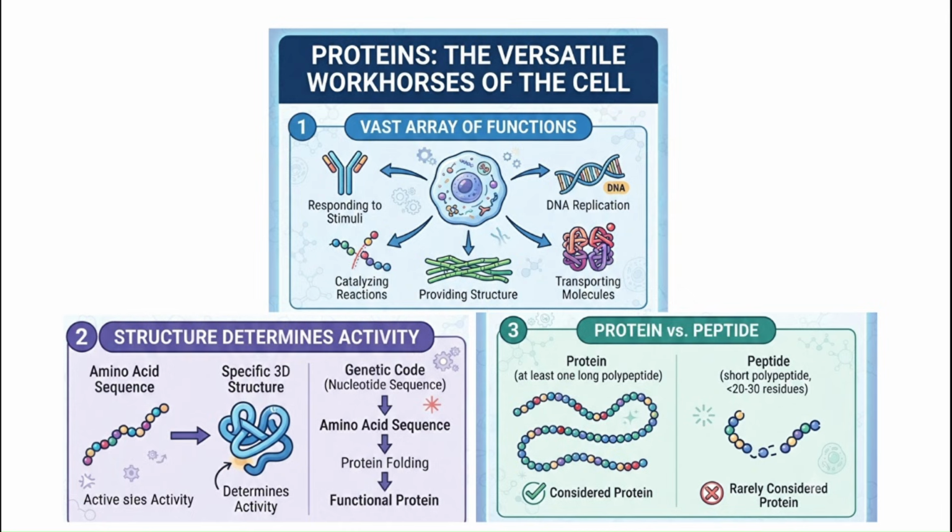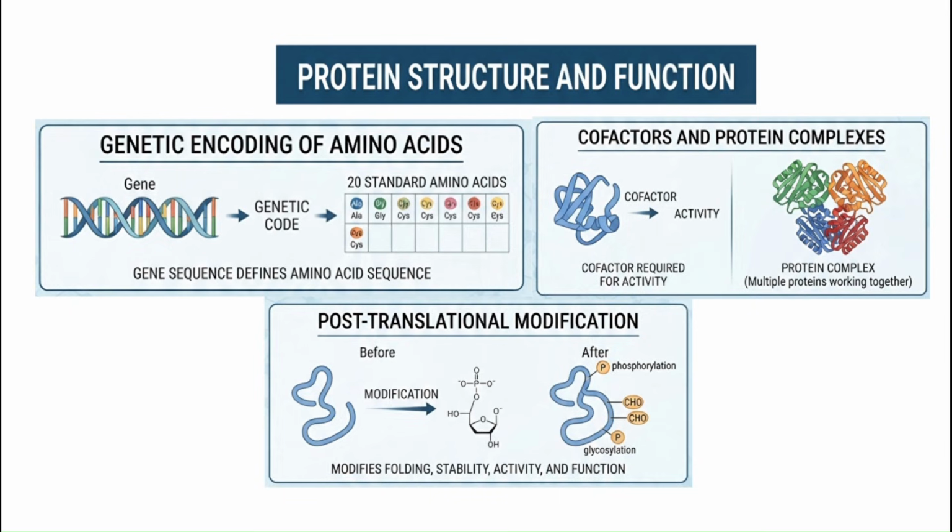A protein contains at least one long polypeptide. Short polypeptides, containing less than 20-30 residues, are rarely considered to be proteins and are commonly called peptides. The sequence of amino acid residues in a protein is defined by the sequence of a gene, which is encoded in the genetic code. In general, the genetic code specifies 20 standard amino acids. Shortly after, or even during synthesis, the residues in a protein are often chemically modified by post-translational modification, which alters the physical and chemical properties, folding, stability, activity, and ultimately, the function of the proteins.